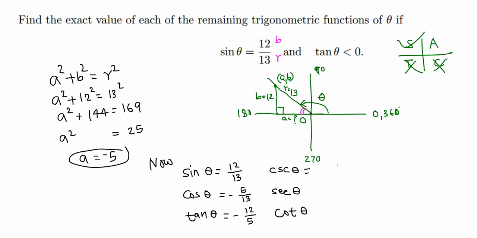Cosecant is just the reciprocal, so 13 over 12. Secant is the reciprocal, so -13 over 5, and cotangent is negative 5 over 12. Okay, this is how we find all 6 trig functions.